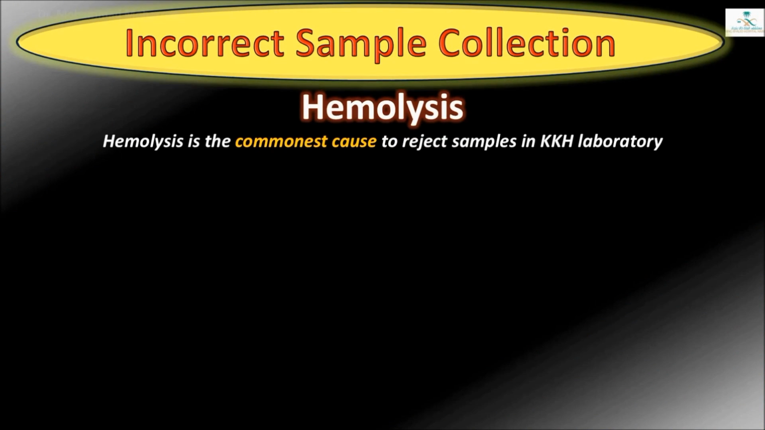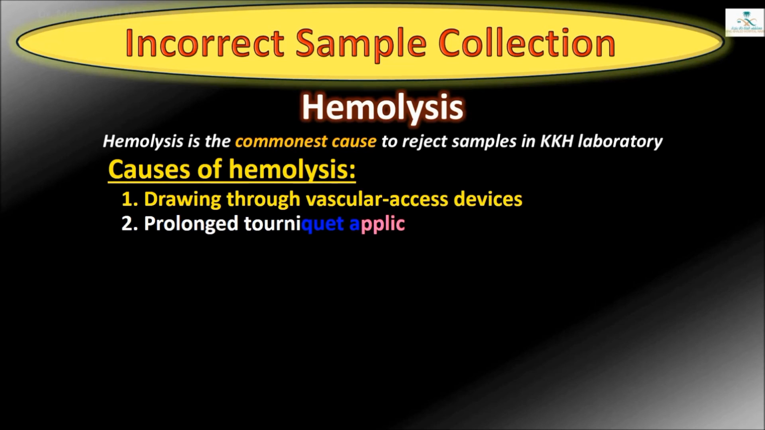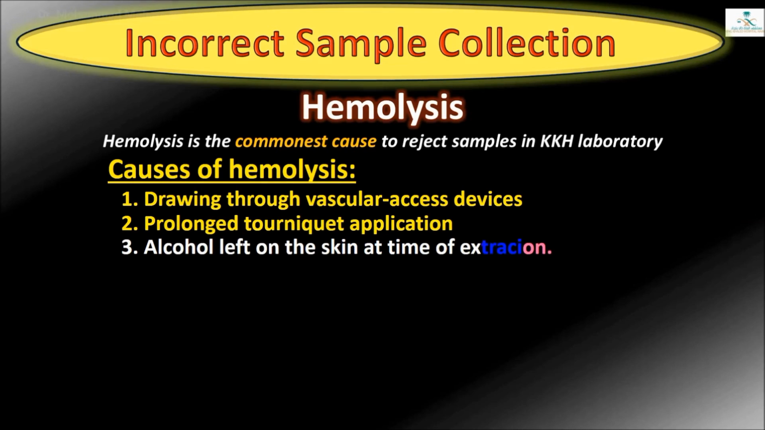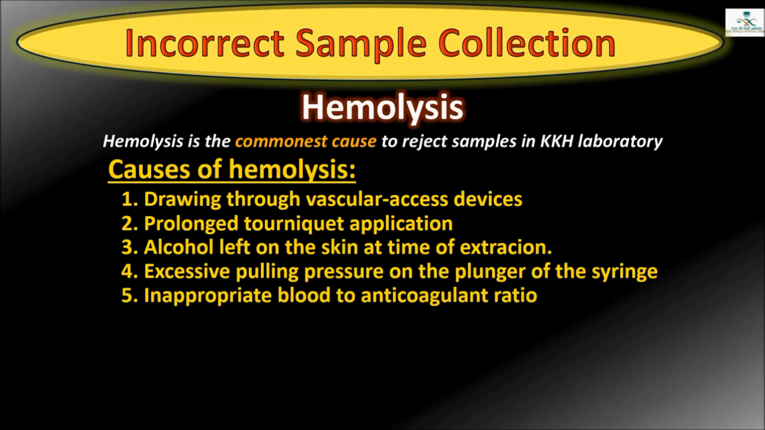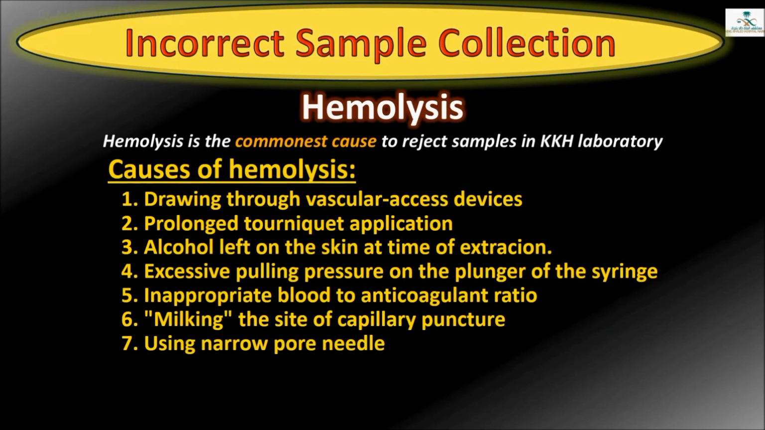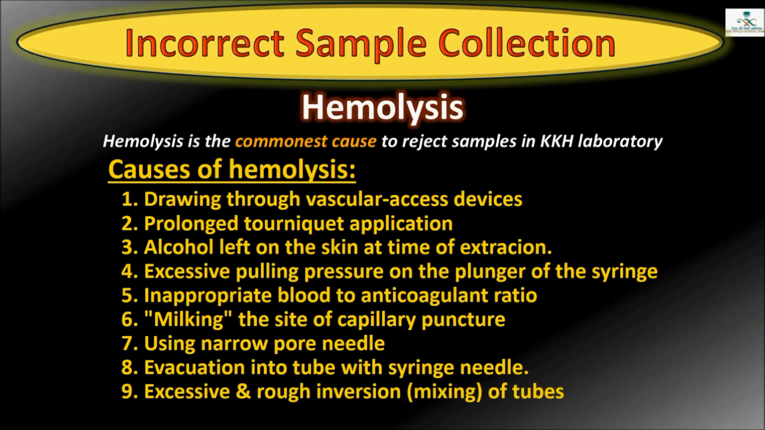Hemolysis is the commonest cause to reject samples in KKH laboratory. Causes of hemolysis are drawing through vascular access devices, prolonged tourniquet application, alcohol left on the skin at time of extraction, excessive pulling pressure on the plunger of the syringe, inappropriate blood to anticoagulant ratio, milking the site of capillary puncture, using narrow pore needle, evacuation into tube with syringe needle, excessive and rough inversion of tubes.